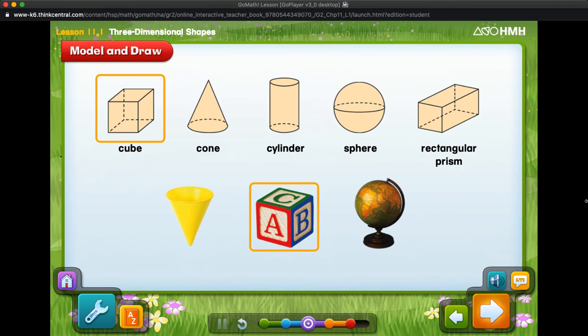So before we move on, just take a few minutes and think of an example of an everyday item that would be considered a rectangular prism, and think of an object that would be considered a cylinder. Go ahead and take a few seconds to think about that.